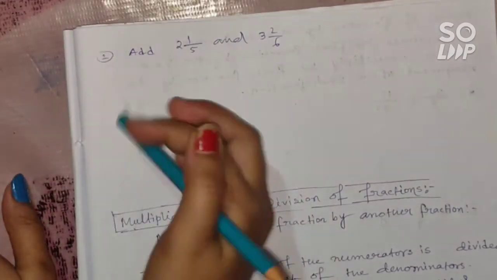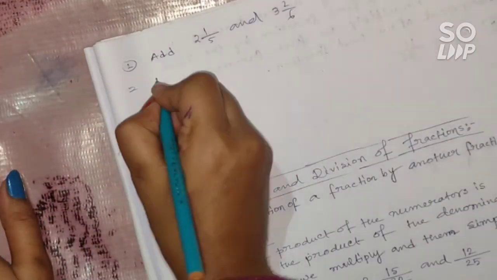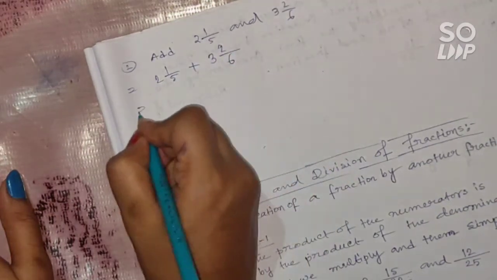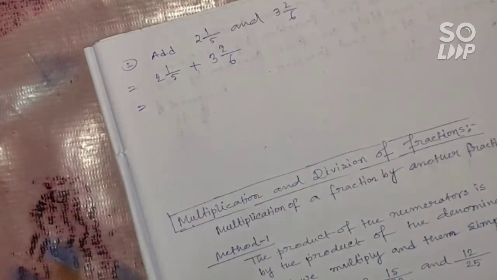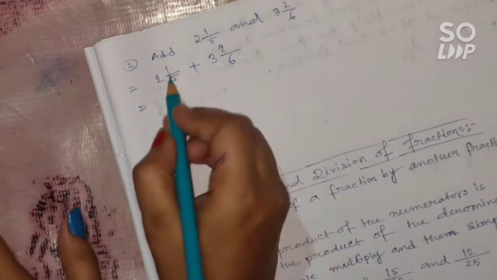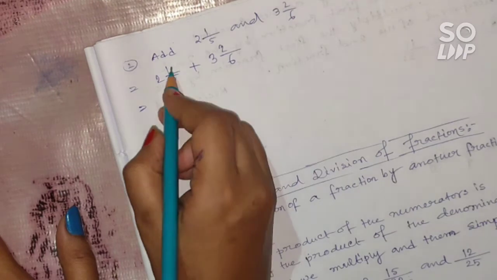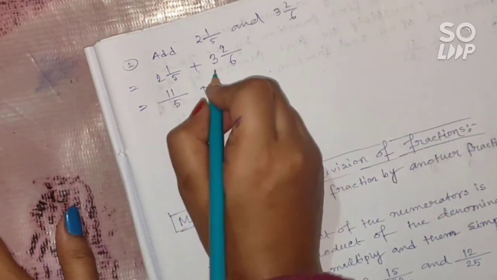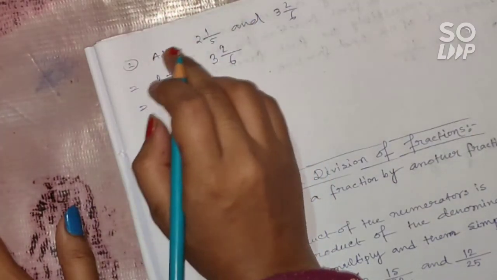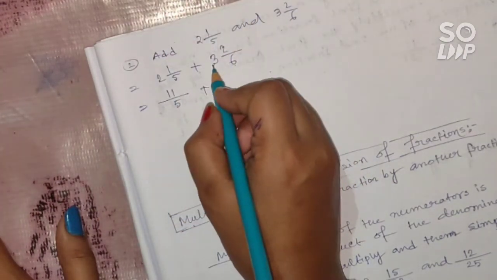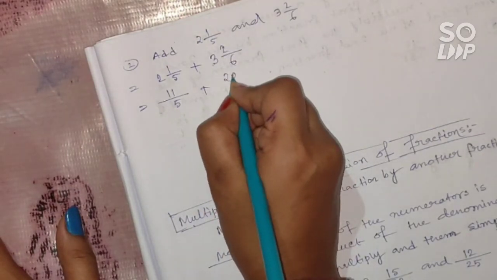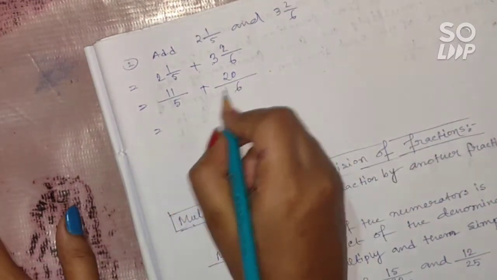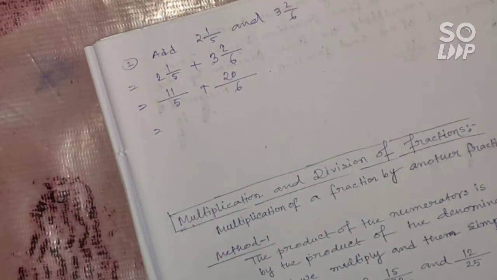Okay, here is another example. Add 2 whole 1 upon 5 with 3 whole 2 upon 6. You can see that these are mixed fractions. So first we will convert them into improper fractions. 2 5s are 10. 10 plus 1 is 11. 11 by 5. 3 6s are 18. This is how you can convert a mixed fraction into an improper fraction. 3 6s are 18 plus 2 is 20. 20 upon 6.